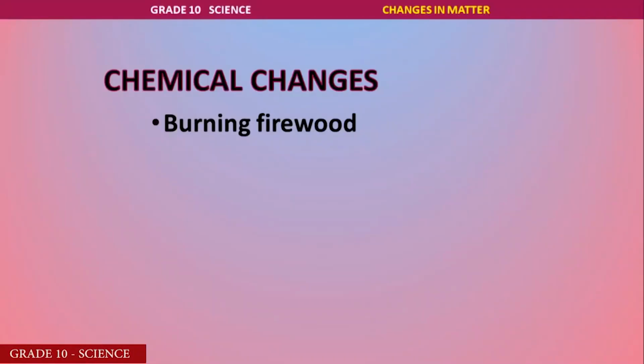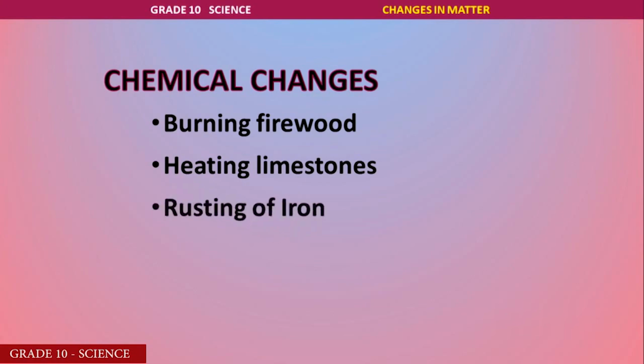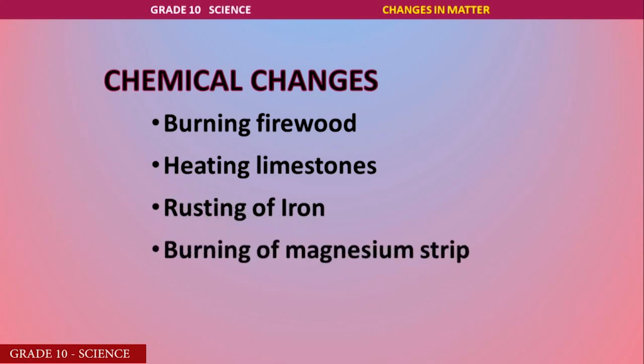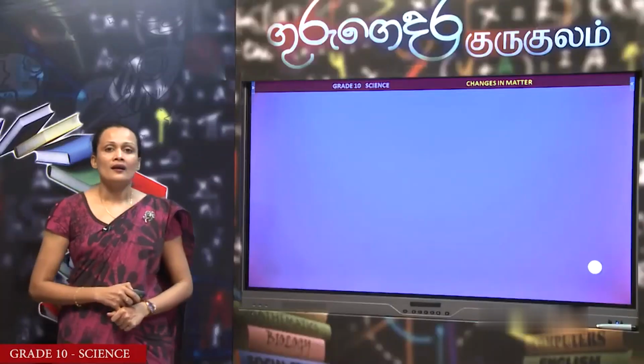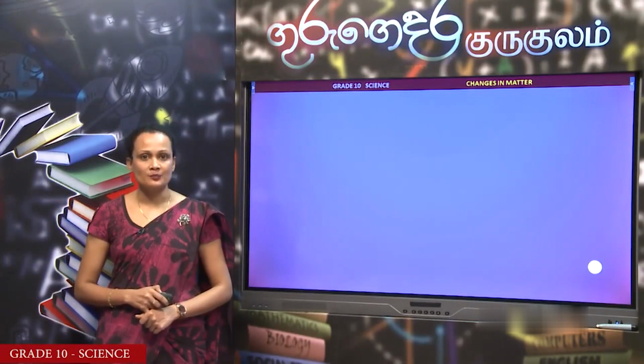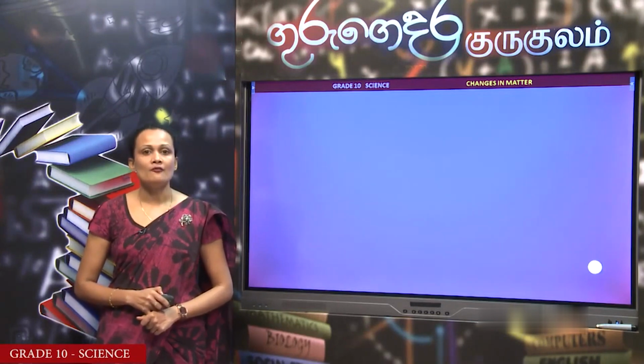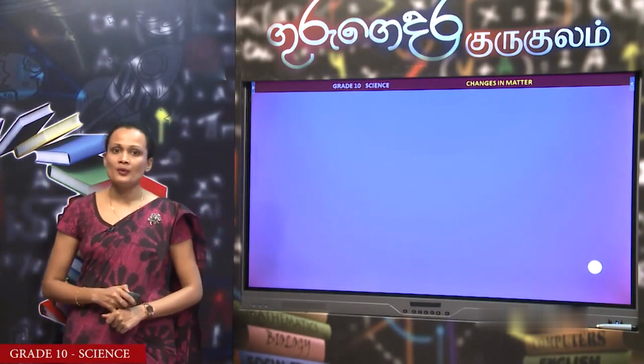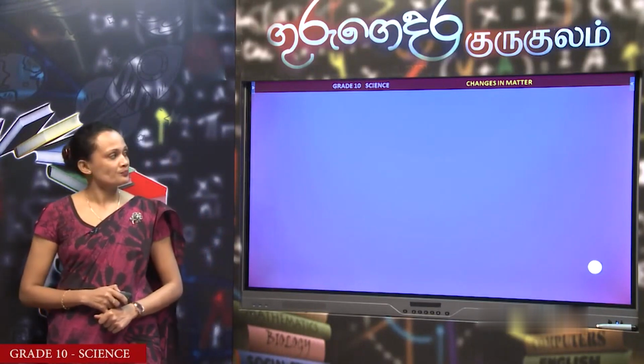Burning firewood, we discussed that one. Heating limestone: if we are heating the limestone, in the same manner they give new substances. That's why we can take it as another chemical change. Rusting of iron, burning of magnesium strip. Now I think you have an idea about the chemical changes. The changes that occur in matter where new substances are formed from the existing substances.